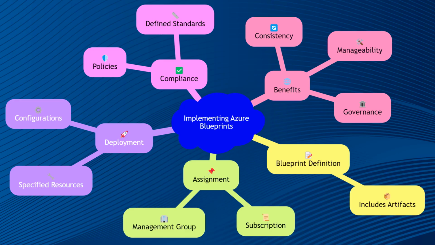Implementing Azure Blueprints involves creating a blueprint definition, which includes the artifacts that need to be deployed. Once the blueprint is defined, it can be assigned to a subscription or management group. Azure Blueprints then deploys the specified resources and configurations, ensuring that they comply with the defined standards and policies. This process helps maintain consistency and compliance across your Azure environments, making it easier to manage and govern your resources.